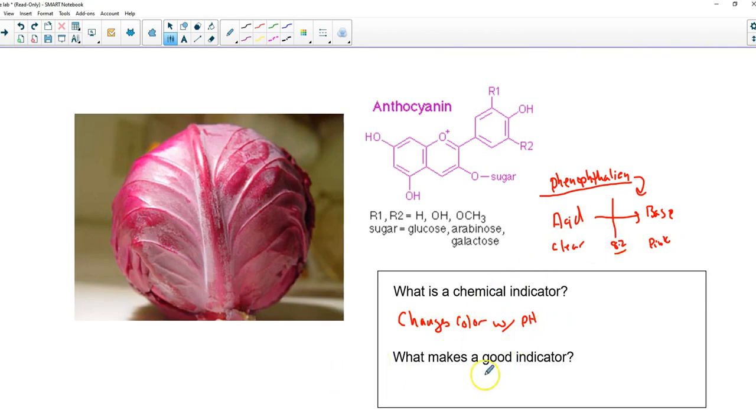So, what makes a good indicator? One, it cannot be acidic or basic. It needs to be neutral. It doesn't want to play a part in determining whether it's acidic or basic. It just wants to be like a neutral observer. And something you might notice about what makes a good indicator is how the color changes.